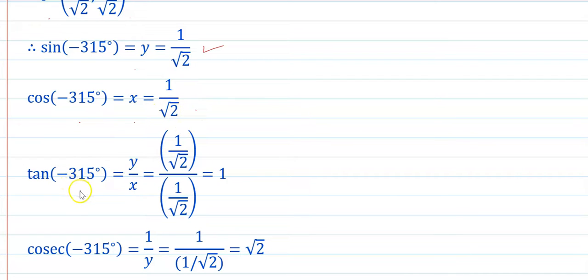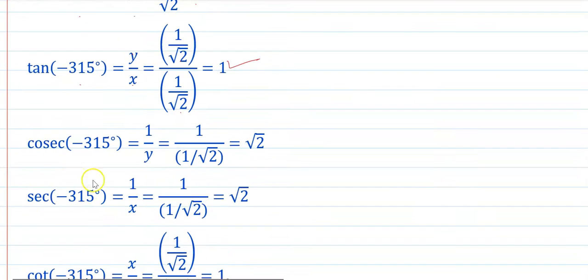Tan of minus 315 is equal to y upon x, 1 upon root 2 upon 1 upon root 2, that is equal to 1. Cosec of minus 315 is equal to 1 upon y, 1 upon root 2, which is equal to root 2. Sec of minus 315 is equal to 1 upon x, that is the reciprocal of cos. We are taking 1 upon root 2, and its reciprocal is root 2.